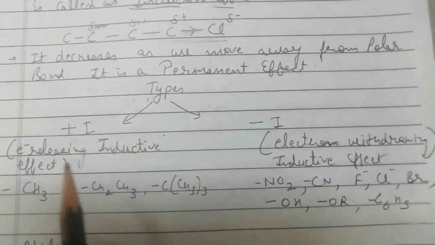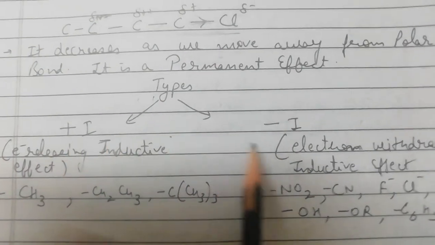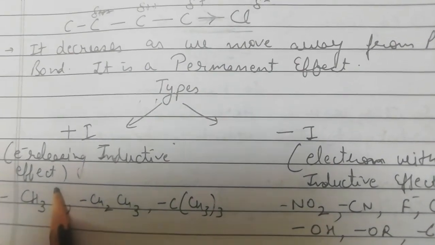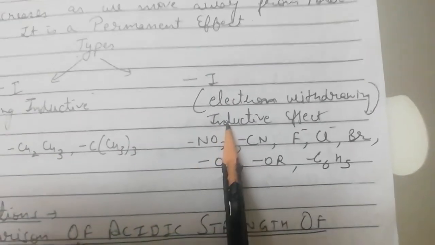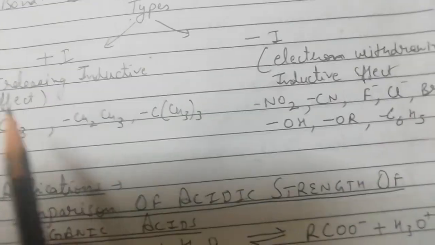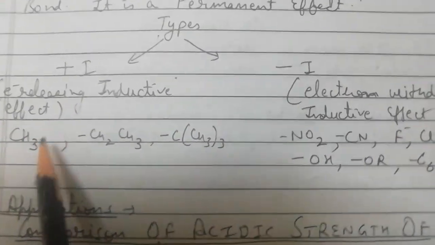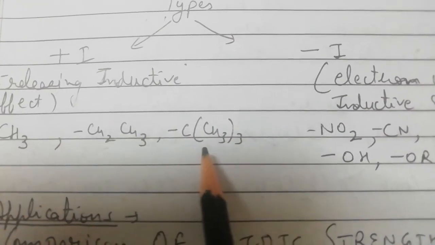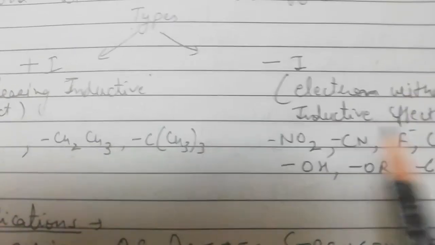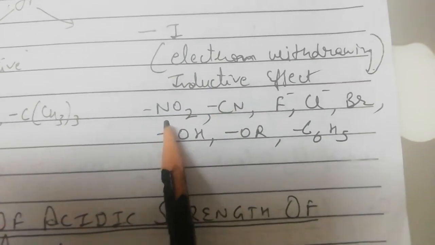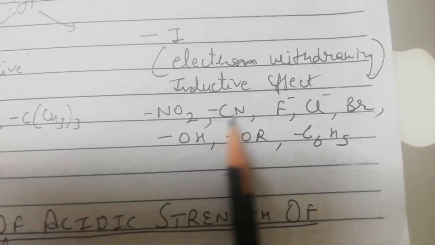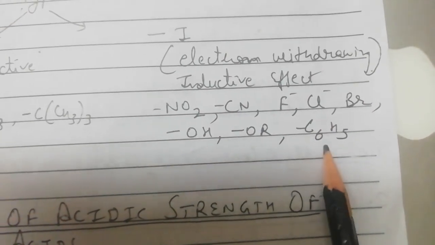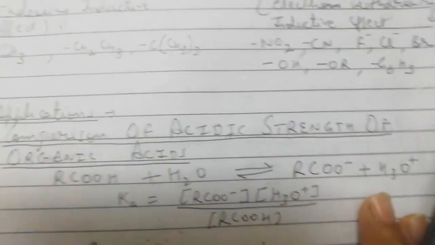Now inductive effect is of two types, that is plus I effect and minus I effect. Plus I effect means electron releasing inductive effect and minus I effect means electron withdrawing inductive effect. The groups which show plus I effect are CH3, that is methyl group, CH2CH3, that is ethyl, and the tertiary butyl group. The groups which show minus I effect are NO2 nitro group, CN cyanide, fluoride, chloride, bromide, OH, negative OR and C6H5, that is phenyl group. They show minus I effect.